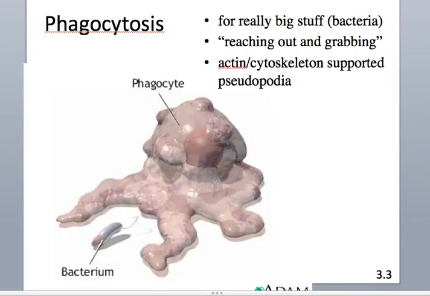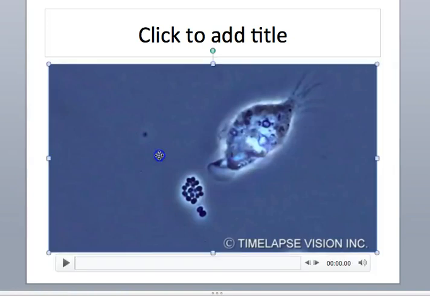Let's talk about phagocytosis. Phagocytosis is for really big stuff, like when your white blood cells, like phagocytes, go and reach out and grab bacteria and just destroy them. And this is, again, very active transport. It takes a lot of energy. You have to rearrange the cytoskeleton of the cell to support these fake feet, these pseudopodia, which then reach out and grab the bacteria.